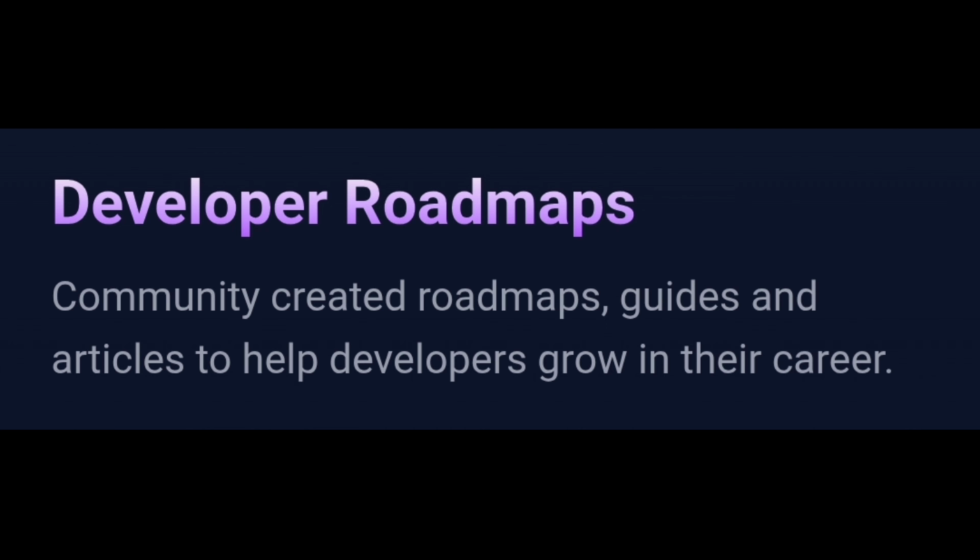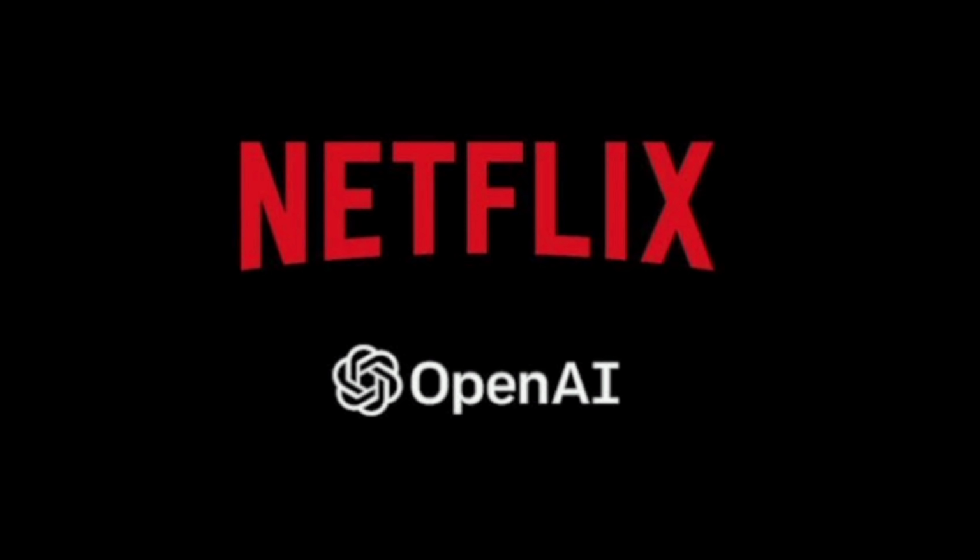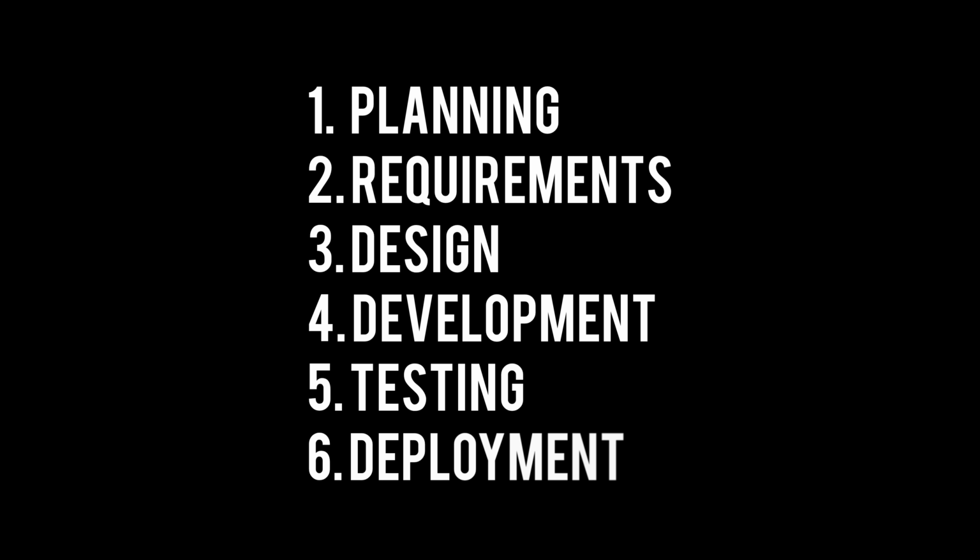SDLC is like a roadmap. It defines how software is planned, built, tested, and launched. Every single successful project, from Netflix to ChatGPT, follows some form of this cycle. It includes 6 key stages, which are planning, requirements, design, development, testing, and deployment.